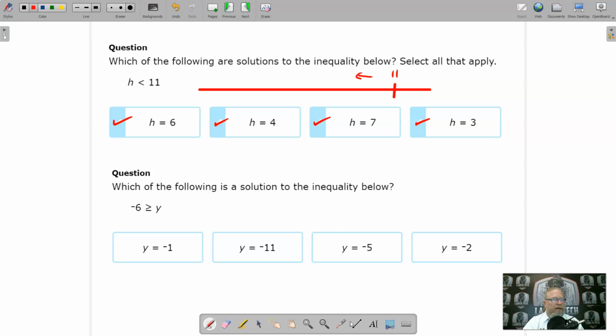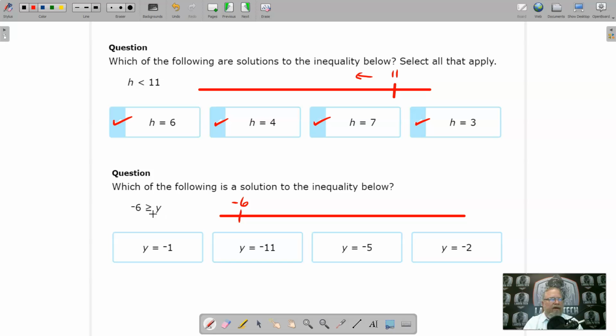On the next one, you don't have to draw the number line, but just kind of picture it in your head. Let's go ahead and plot that -6, and we're talking about anything greater than or equal to -6. So I'm going to put my -6 down here. And at this point, all right, -6 is greater than y. Oh, here's the tricky part about it. Let me back up for just a second.